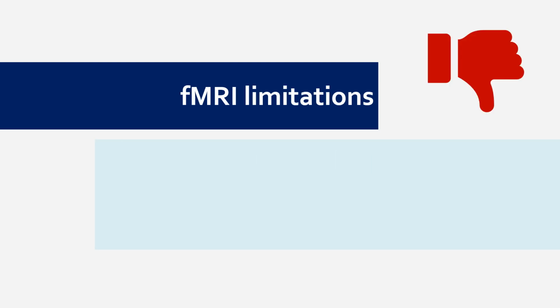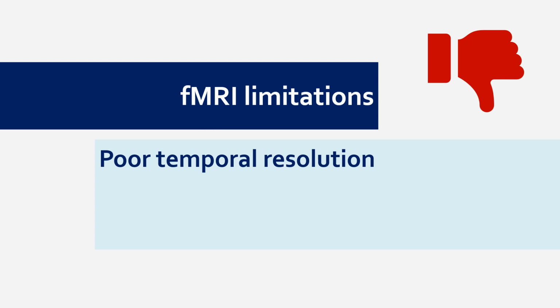There are many limitations, though, to fMRI. It has pretty poor temporal resolution. It takes quite a long time for the blood oxygen levels to go up in the particular region of the brain that's becoming active, whereas cognition happens on the order of milliseconds. The changes in blood oxygen happen over the order of seconds, 10 to 20 seconds, for example.